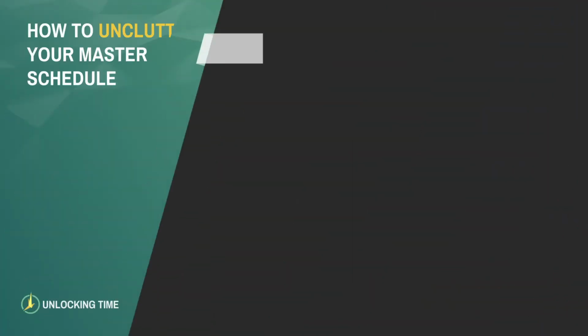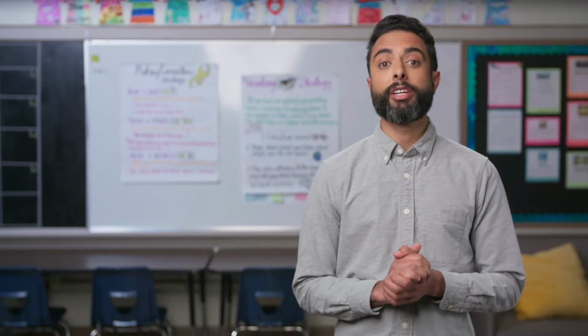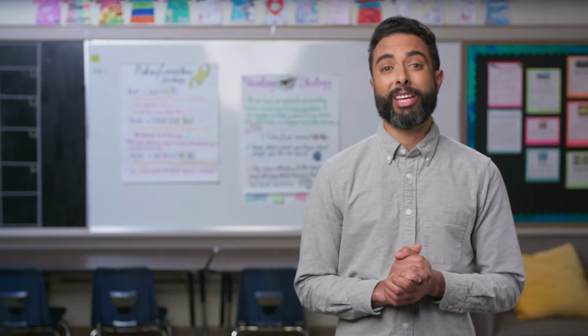In this video, we're going to learn how we can declutter and simplify our schedules to make sure we don't have too many constraints that may result in unintended consequences. First, your scheduling team should draft a list of all the things that create constraints in the schedule. Then, you can categorize them based on whether they are hard constraints or things that simply cannot be avoided.